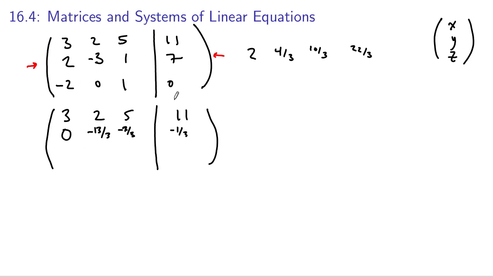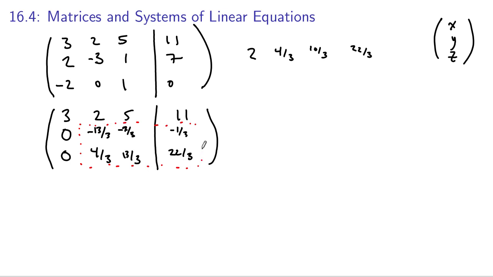Now, next row, we can reuse these numbers. This time we'll add the first row times 2 thirds. We're going to add that to the third row. Okay, so we have minus 2 plus 2 is 0. 0 plus 4 thirds is 4 thirds. 1 plus 10 thirds is 13 thirds. And 0 plus 22 thirds is 22 thirds. Okay, now we're going to work on the submatrix. Okay, only really need to think about this part now.